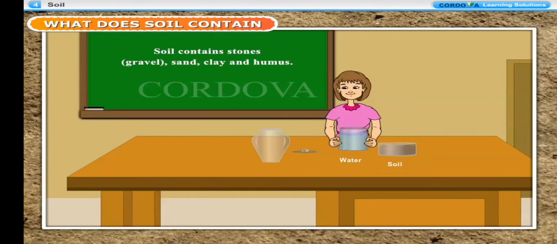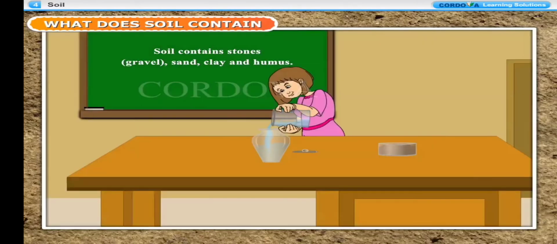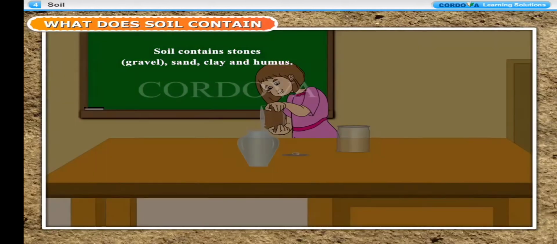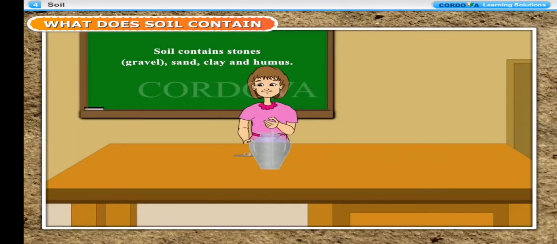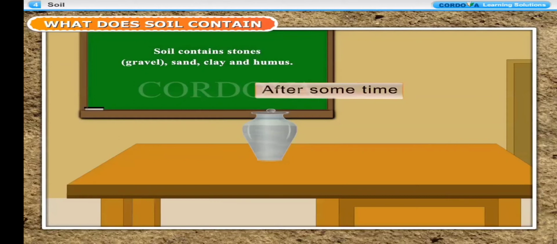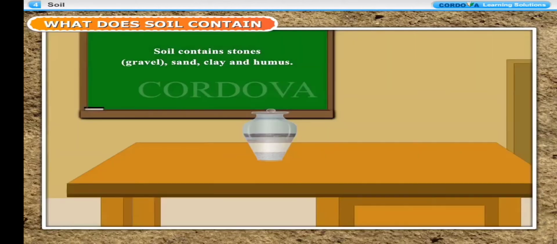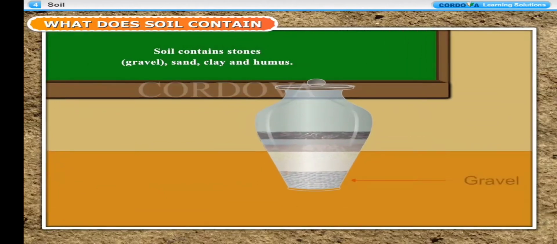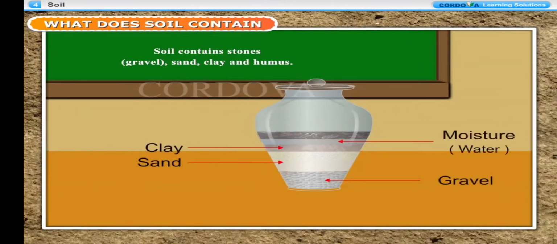Take some soil from a garden. Put the soil in a glass jar. Fill the jar with water. Cover it with a lid and shake it well. Leave it undisturbed. At the bottom of the jar, we see a layer of gravel. It is the heaviest layer.